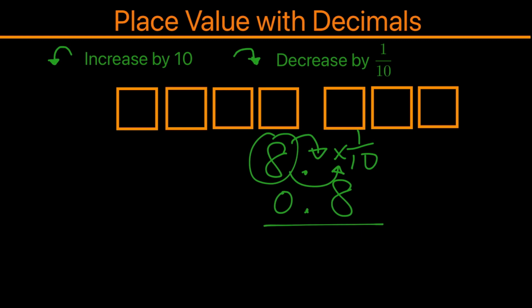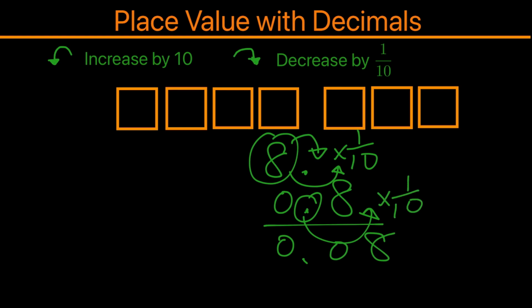Then, if we want to do this again, we want to move one more space toward the right. That would mean moving this decimal point toward here, making it 0.08. And that means that we are multiplying by 1/10 again, to become 0.08. Therefore, when you move toward the right, you are essentially decreasing by 1/10, whereas when you are moving toward the left, you are increasing by multiplying by 10.